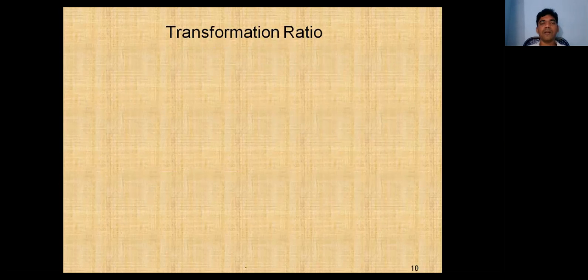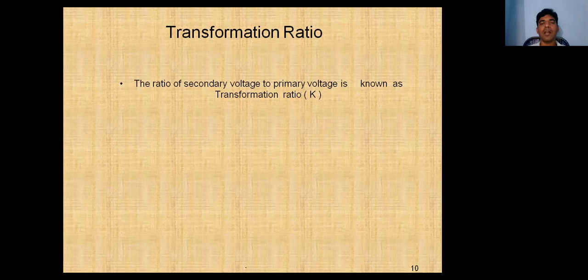Coming to the transformation ratio. The ratio of secondary voltage to primary voltage is known as transformation ratio. It is represented by the letter K. K is equal to V2 by V1.